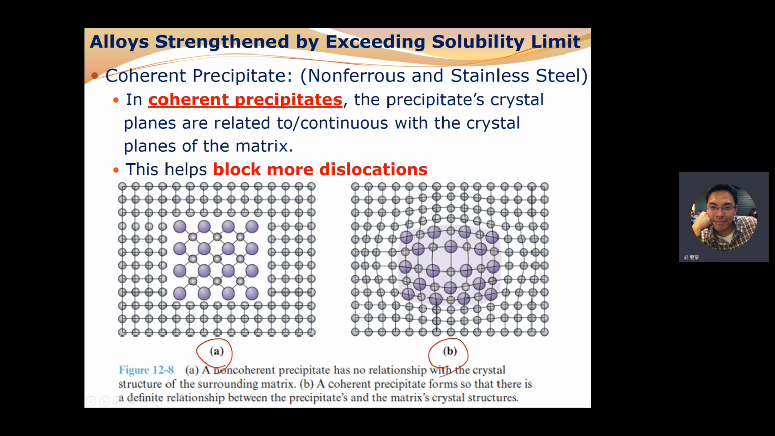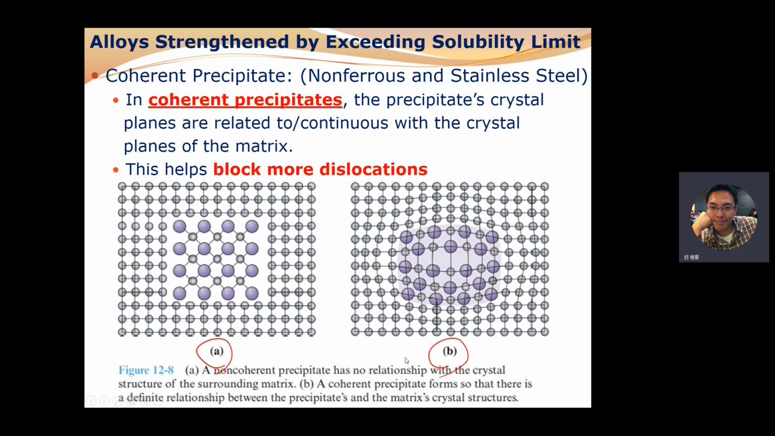And what's the reason why this helps block more dislocations? So can you explain this phenomenon? Why? I want to know why. Can you explain that?